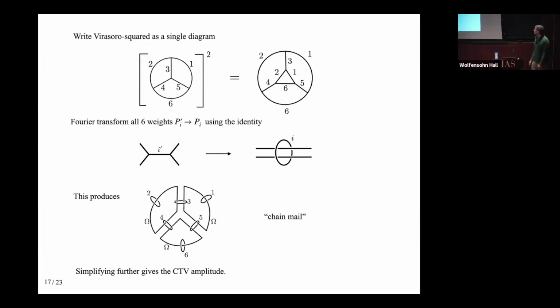This produces the following graph. When you Fourier transform all 6 weights, you get this thing that's now connected by loops. This is called the chainmail diagram, and this is where the name chainmail comes from, because it looks like a bunch of chains glued together. Simplifying this further, and I won't go through the details, gives the CTV amplitude that we got on the previous slide. So this is how the logic goes: there's a diagrammatic way of doing the Fourier transform that converts one theory into the other.